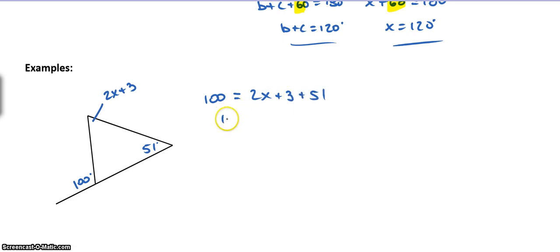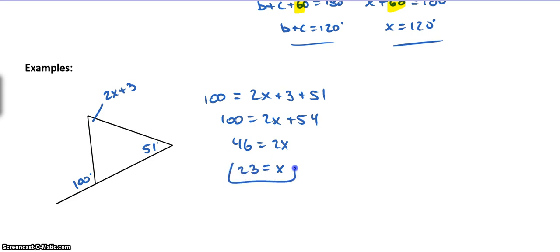So let's go ahead and solve. 100 equals 2x plus 54. Subtract 54, I get 46 equals 2x, which means x equals 23. Now let's go check this. We know if this is 100, these two add up to 180. So 180 minus 100 would be 80 degrees. Now if x is 23, let's do 2 times 23 plus 3. Well, that's 46 plus 3, which is 49 degrees.